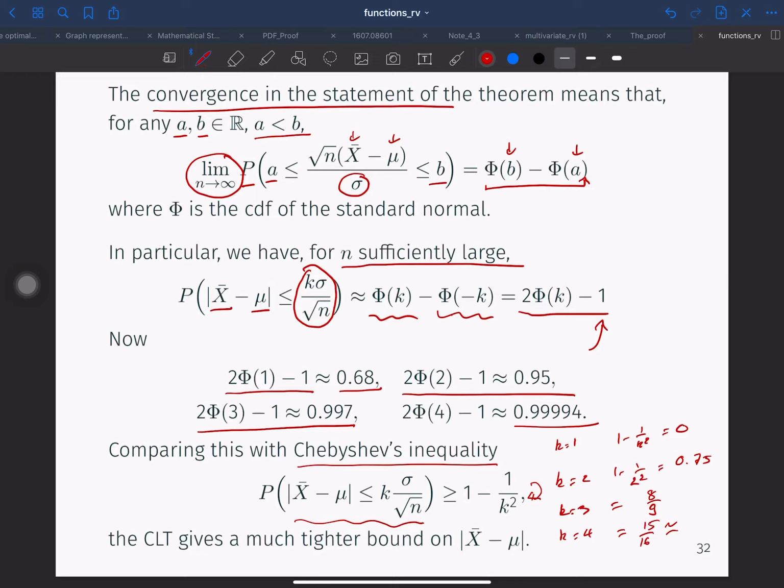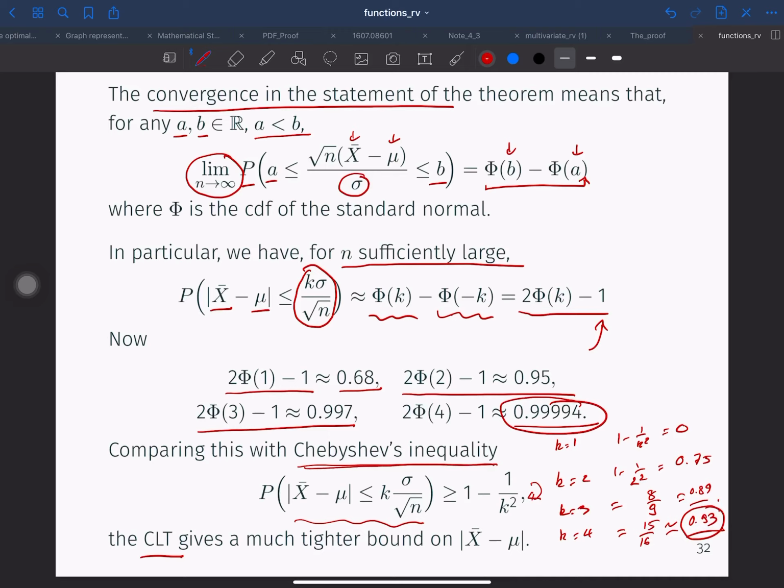So that is roughly 0.93. Right? So 8 over 9, so roughly 0.88 or 0.89, 0.93. And so you see that 0.93 is quite far away from, say, 0.99994. So the central limit theorem gives you a much tighter bound on the difference of x bar minus mu compared to, say, the Chebyshev inequality.